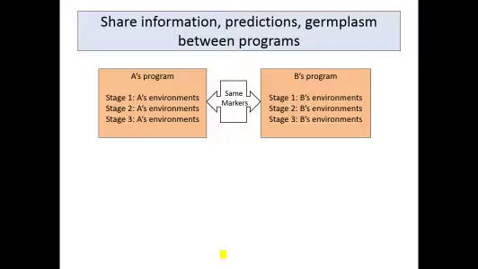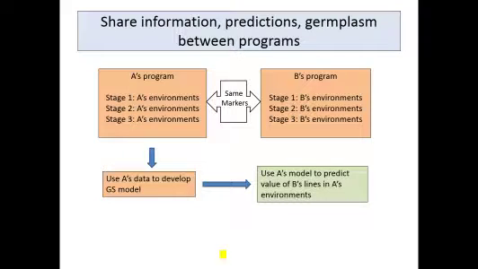I just want to elaborate a little bit on this concept of sharing information and predictions in germplasm between programs. Let's say there's two breeding programs. Breeder A's program, which has stage 1, 2, and 3 of testing, and they all are conducted in Breeder A's environments. And then you have Breeder B's program. Let's say both of these programs genotype their lines with the same markers.